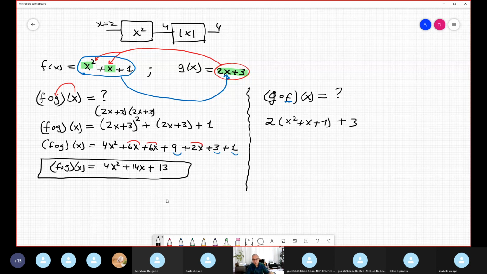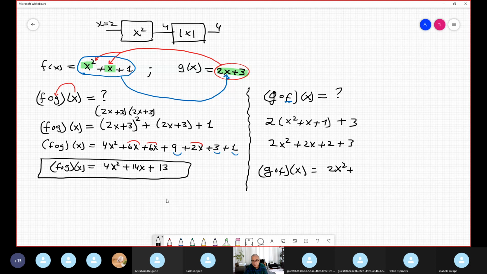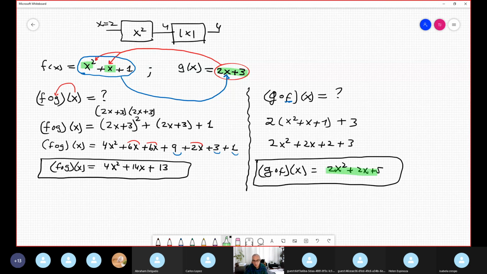And that's it? No. I distribute it: 2x squared plus 2x plus 2 plus 3. Now the conclusion is g composition f of x is 2x squared plus 2x plus 5. Boom, final answer. And you see that this expression and this expression are completely different. This is the thing I try to explain.